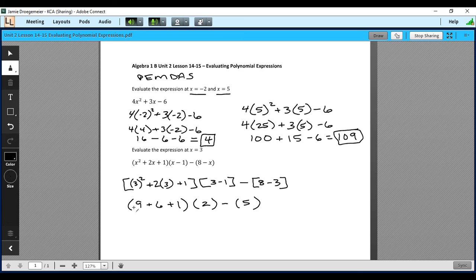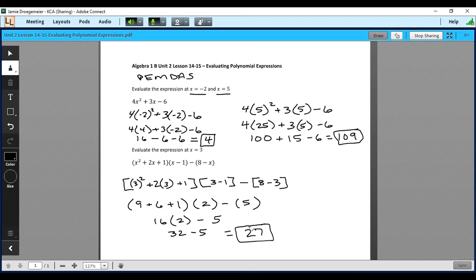All right, I still have some operations in this parentheses that I need to do. So 9 plus 6 plus 1, that's going to be 16. So that's 16 times 2 minus 5. 16 times 2 is 32. Do that multiplication. Then we'll do our subtraction. 32 minus 5. When x is 3, this expression evaluates to 27.